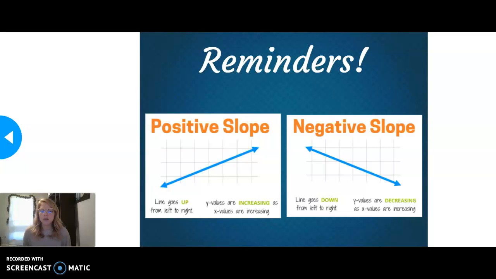So the first reminder I'm giving everyone, we're going to talk about positive slope and negative slope. Remember that a positive slope is when we're going up. So that line goes up from left to right, and those y values are increasing as the x values are increasing. So we're going up and to the right. Now, the negative slope, the y values are decreasing, but those x values are still increasing. So remember, we're going down, and we're still going to go to the right. Negative slope is when that line goes down from left to right.